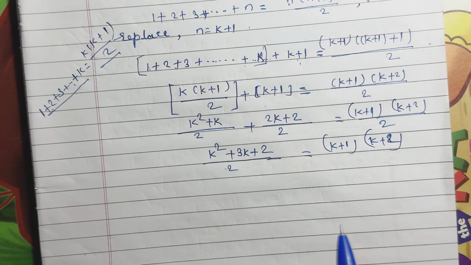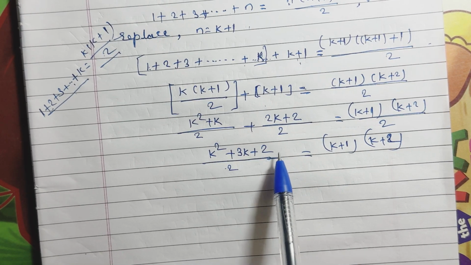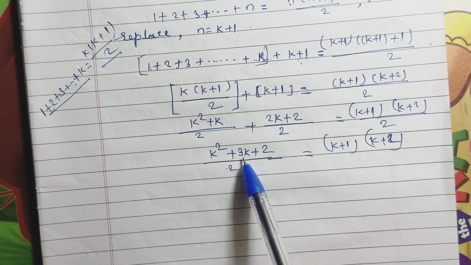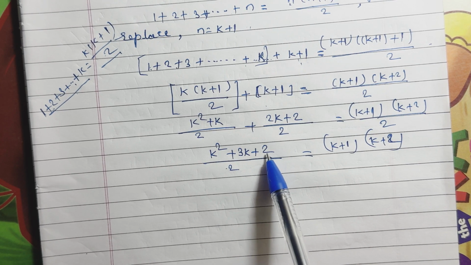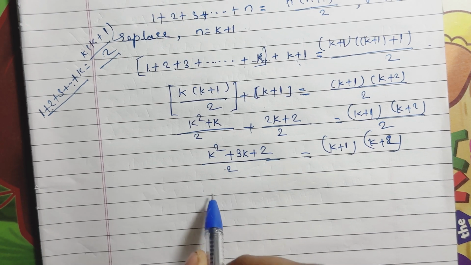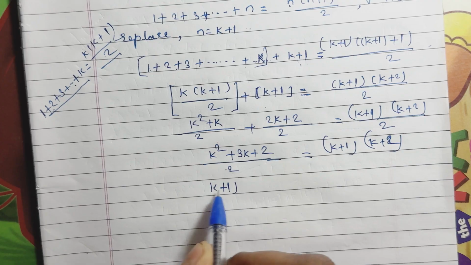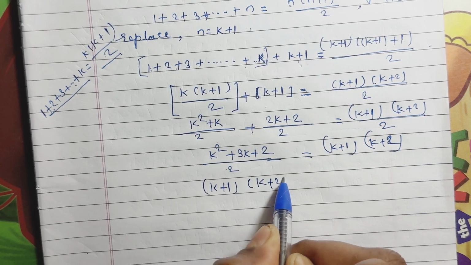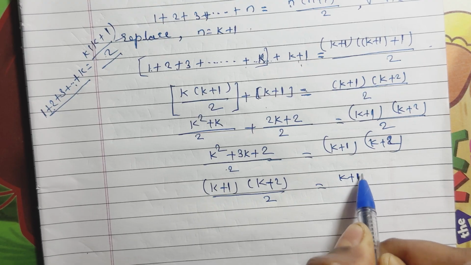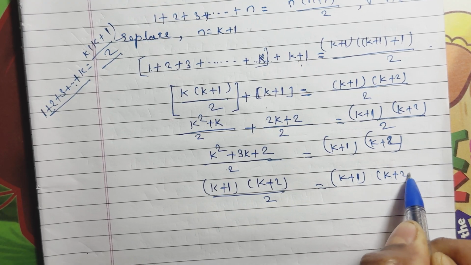We want the factorization for k square plus 3k plus 2. That means we want the numbers whose multiplication is 2 and whose addition is 3. We know that 1 and 2: 1 into 2 is 2, and 1 plus 2 is 3. That means we write their factors as k plus 1 and k plus 2 divided by 2, which is equal to k plus 1 into k plus 2 divided by 2.